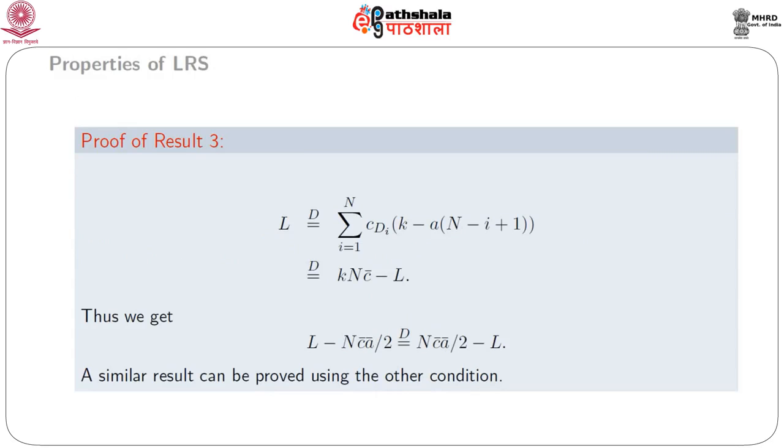Now, we have already assumed that Ai is nothing but k minus A_(n minus i plus 1), and using this we get that L has the same distribution as the summation C_di multiplied by k minus A_i. After simple algebra, since summation over i from 1 to n C_di is nothing but the summation over i from 1 to n Ci, we get that L and k n C bar minus L have the same distribution. Thus we get that L minus n C bar A bar by 2 has the same distribution as n C bar A bar by 2 minus L.